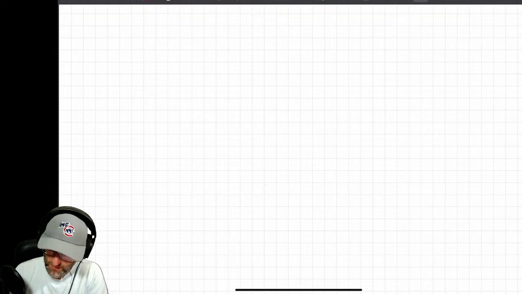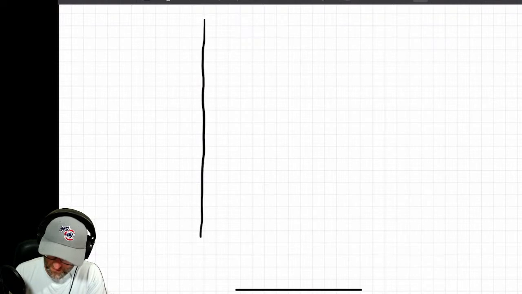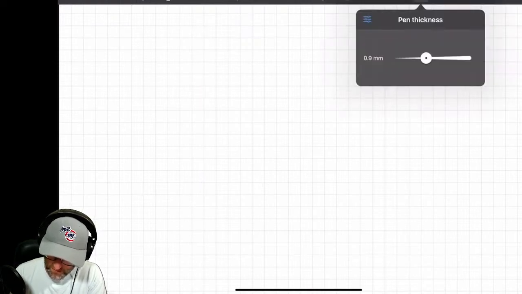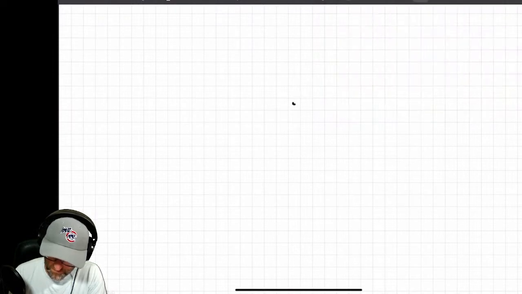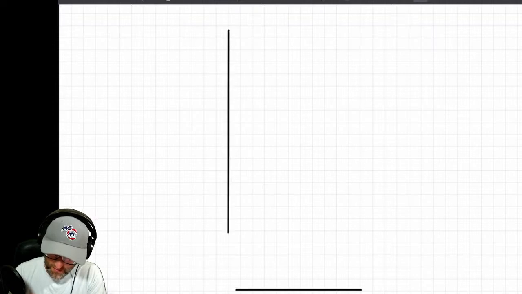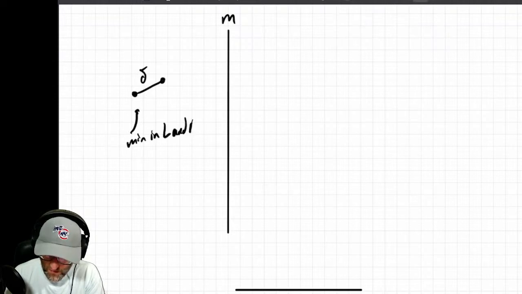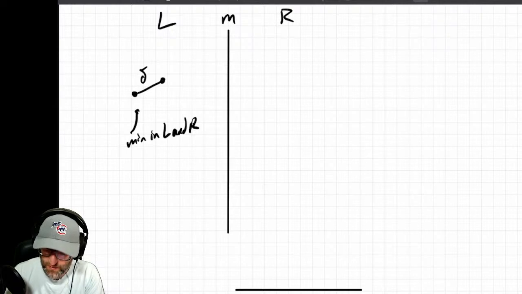So let's go ahead and draw our depiction here again. Let's do it this way. And there we go. There is our dividing line, M. I'm not even going to write the x and y axis. Let's just say that these are our two minimum distance points, delta. That's the minimum in L and R. L is over here and R is over here.